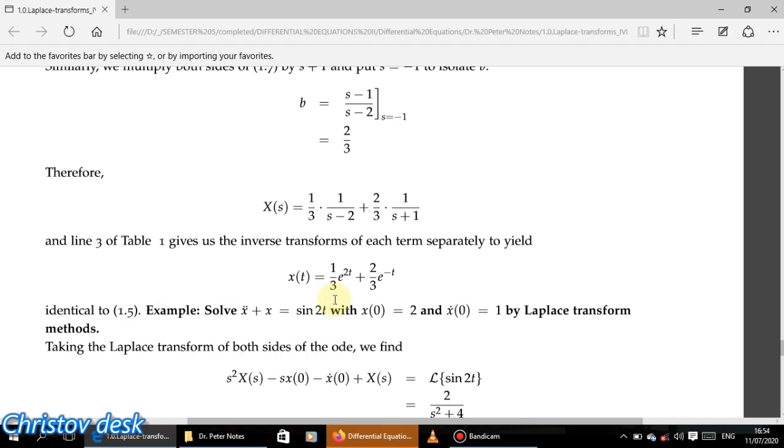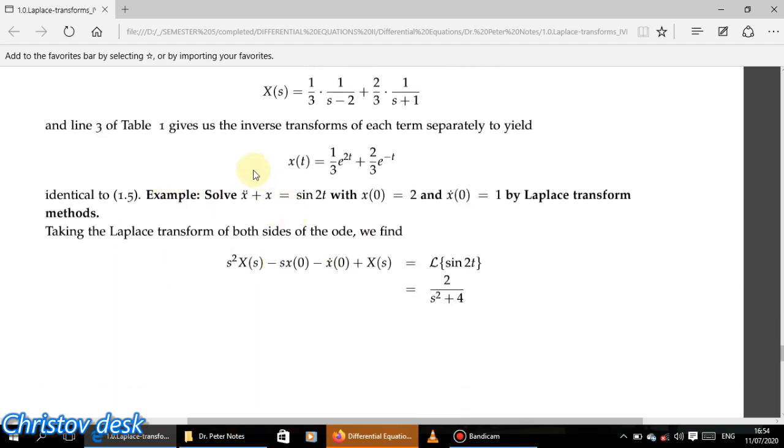So another example, we have x double prime plus x equals sine 2t, and then we know x(0) is 2 and x prime at 0 is 1. Using Laplace transform methods, we are solving this.